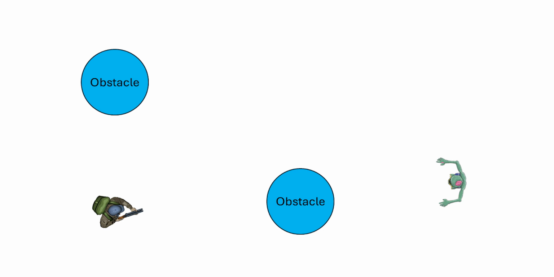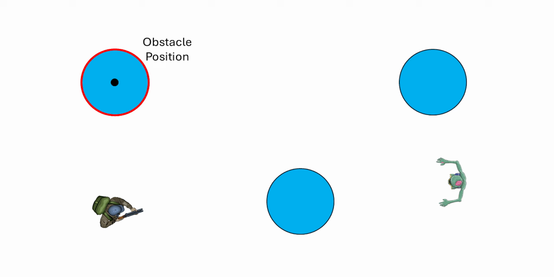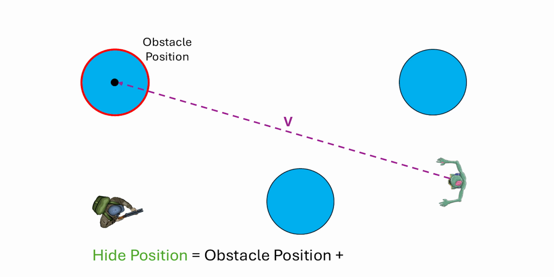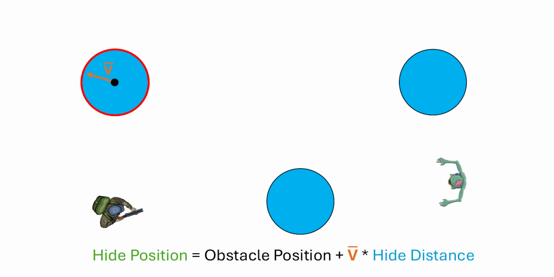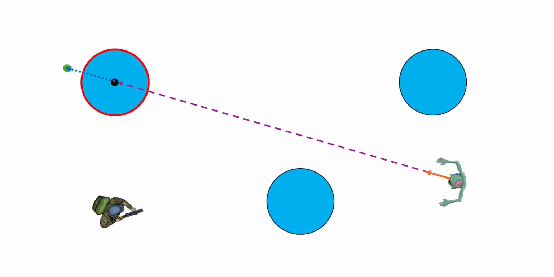Next up, hide. This time we're looking at it from the human's perspective, and they want to put an obstacle between themselves and the zombie. We need to assess each obstacle to determine where the best position is to hide. The hide position for this obstacle will be a position on the opposite side to the zombie at some preset distance. This is done by calculating the vector v from the zombie to the obstacle, normalizing it, and then multiplying it by the hide distance and adding it to the obstacle's position. We repeat this process for all the obstacles in the area to give us a selection of positions to hide.